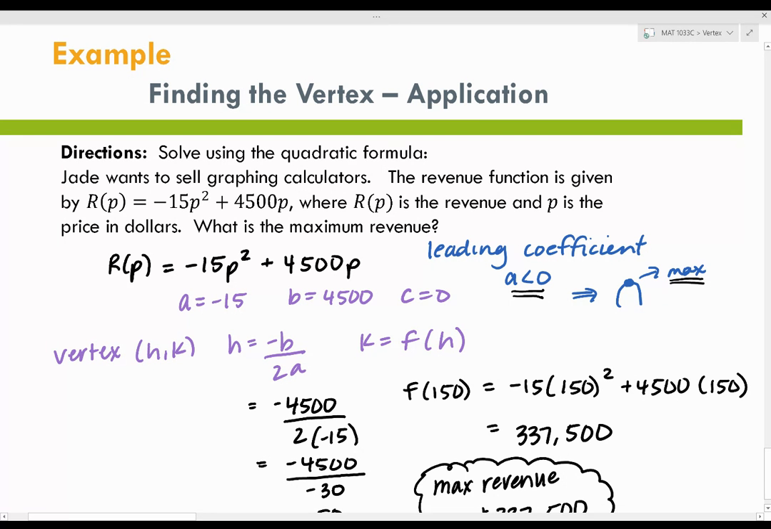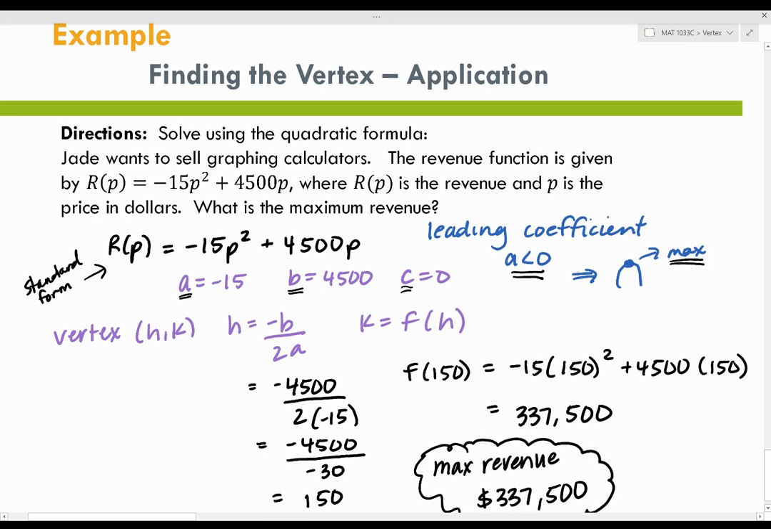Well, the second thing that we need to know is, remember, you have to identify what form your quadratic is in order to apply the right formulas to it. Well, this function is written in standard form. So that means we're going to have to use the vertex formula to find the vertex. So since it's already in standard form, we're going to identify what A, B, and C are. Well, A is negative 15, B is 4,500, and C is 0.